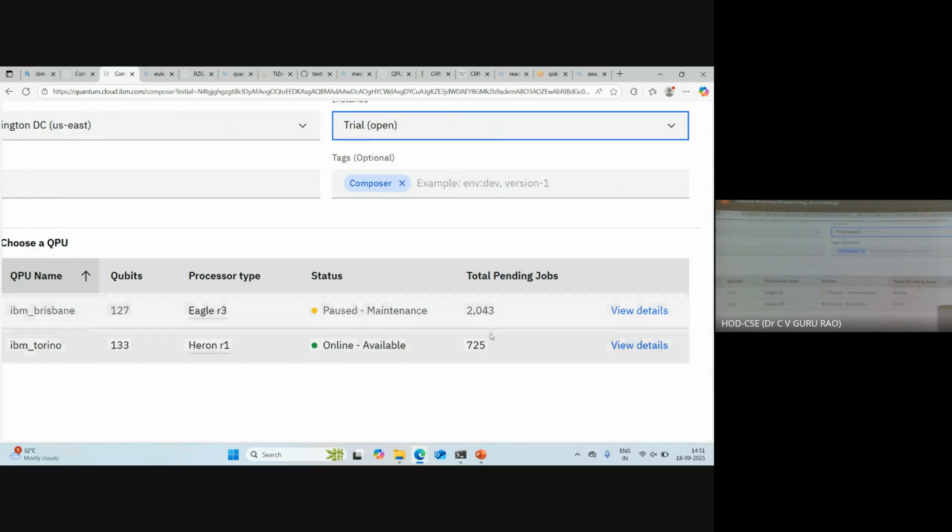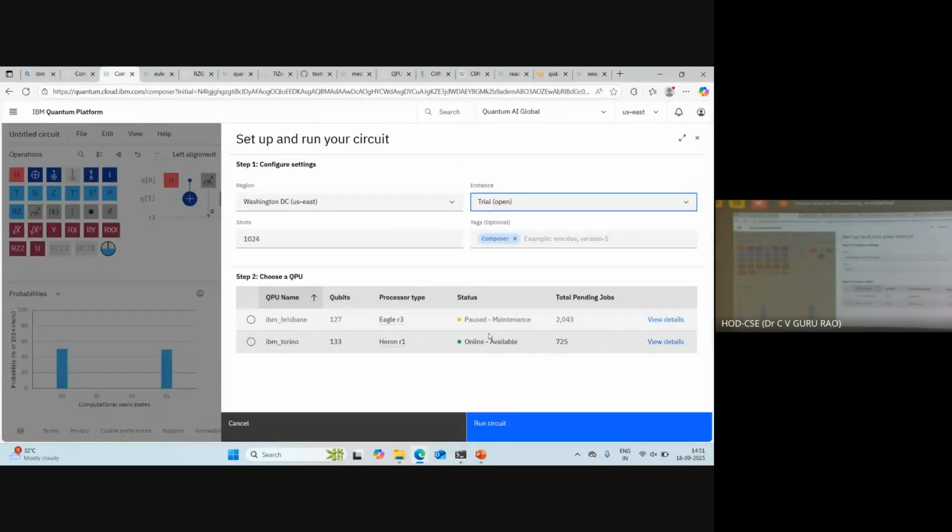Total pending jobs, this is the important one. The Brisbane is saying 2,000 something pending jobs are there. If you submit your job right now, that particular circuit that you have is your job. You want to run that job on your quantum system. There are currently 2,000 something pending jobs over here, so yours would be 2044. You have to wait for those many jobs to complete before your job gets in. So it's better if you go for the system with fewer pending jobs, of course. That's why I told you that if we run it, we will get hours of waiting.